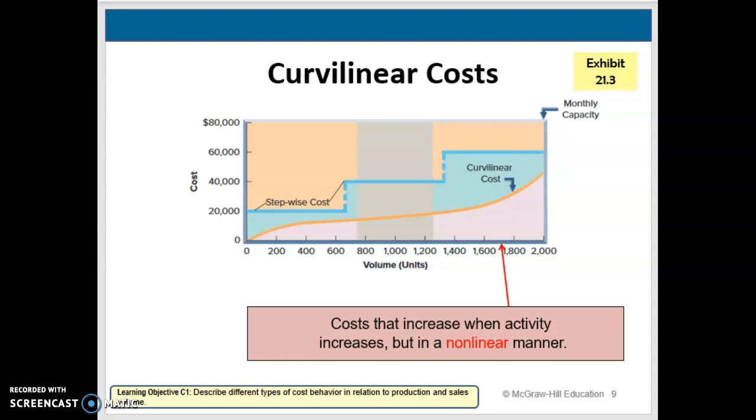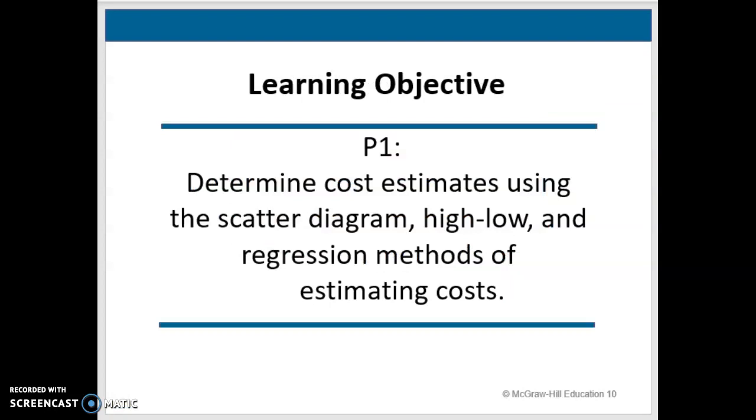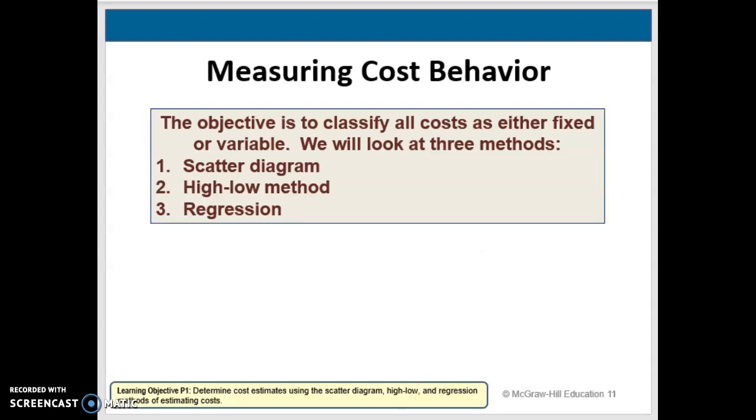When we look at CVP analysis, curvilinear costs are often treated as variable costs, again within that relevant range. It's reasonable for most types of curvilinear costs. Okay, our next section, we're going to be looking at measuring these cost behaviors. We're going to look at 3 different types: scatter diagrams, the high-low method, and then regression.